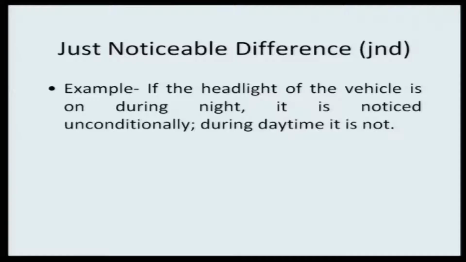In the dark, whenever the outside light decreases, you can very easily say that the headlight of my vehicle is on. Because of the existing stimuli, if its intensity is strong enough, then the intensity of the new stimulus has to be above that to be detected. That is what is called just noticeable difference.